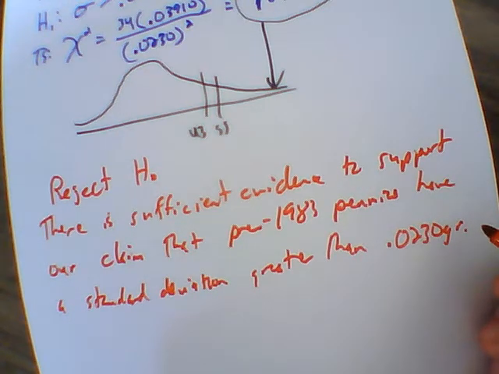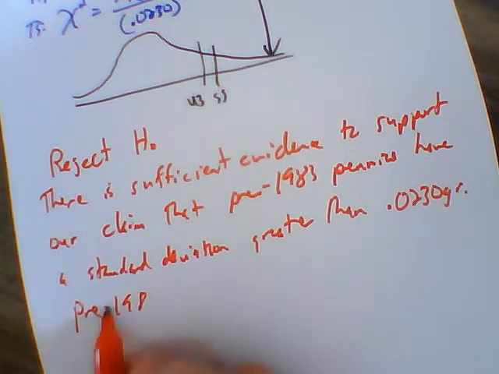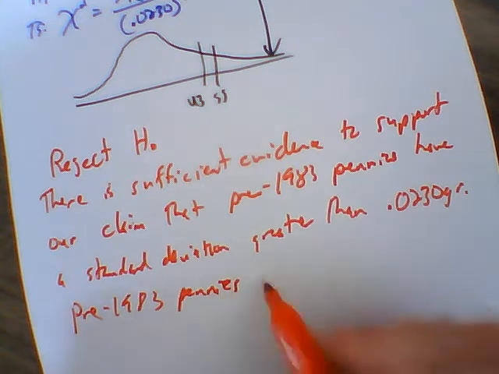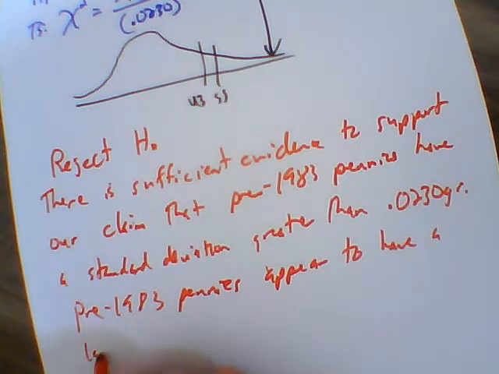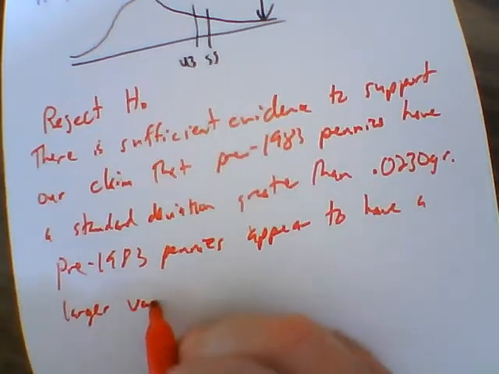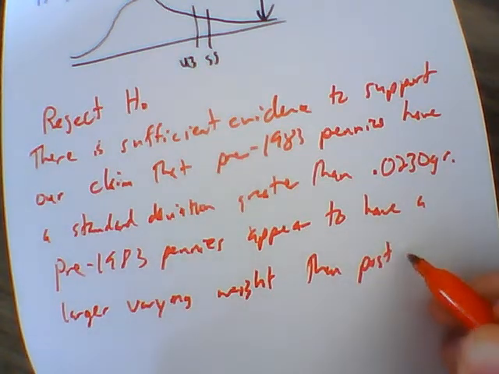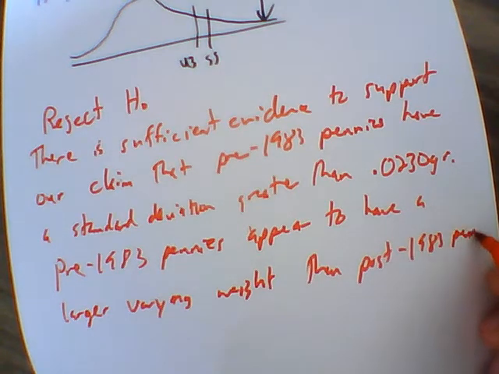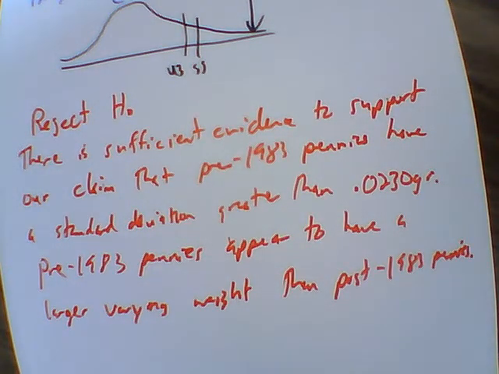And then it kind of gives us a follow-up question. It says, does it appear that the weights here vary more than those? So the weights of pre-1983 pennies appear to vary more than post. Okay, so we're seeing that pre-1983 pennies appear to have a larger varying weight than post-1983 pennies. And that's kind of what our claim is testing towards.